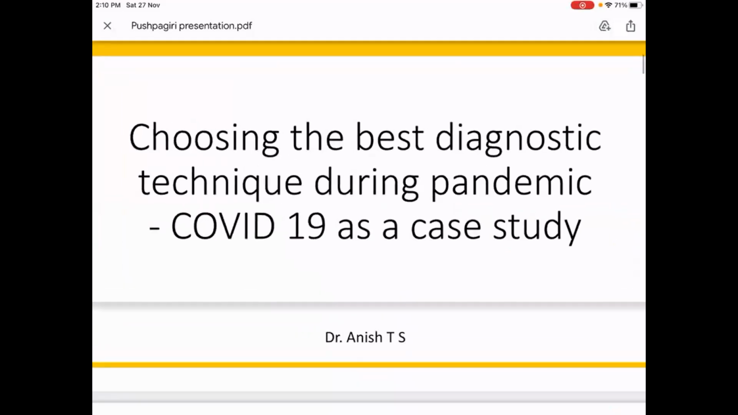Can you see my slides? Yes, sir. Okay. So our topic is choosing the best diagnostic technique during a pandemic. And we are using COVID-19 as a case study.